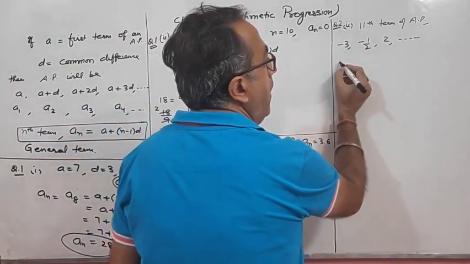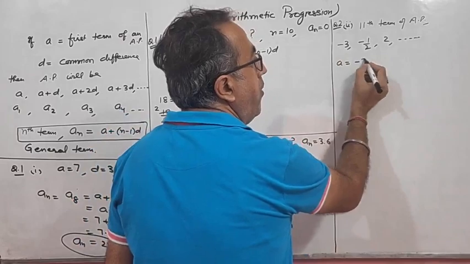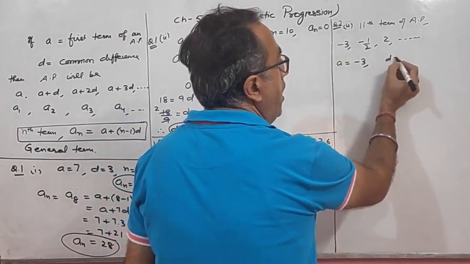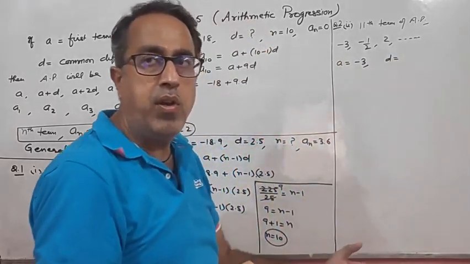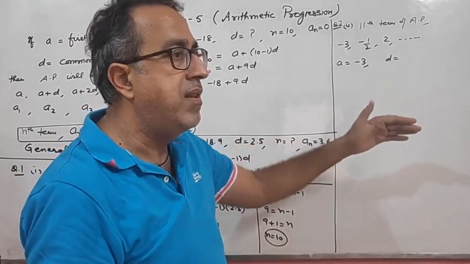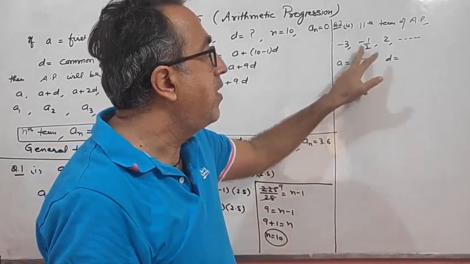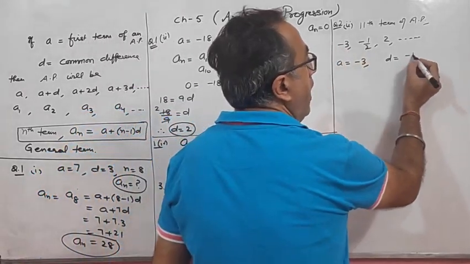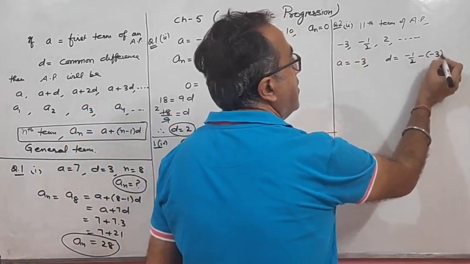You see what is the first term? A is minus 3. D, the common difference, we will find out by the successive difference method. Second term minus first term: minus 1 by 2 minus 3.